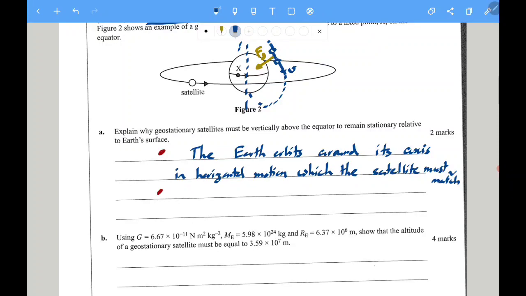So the Earth orbits around its axis in horizontal motion, which this satellite must match. So the satellite must always match that motion.